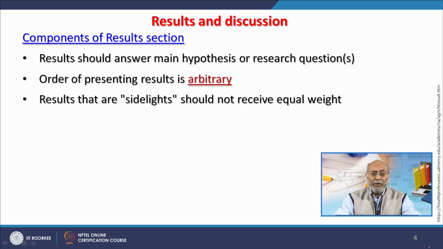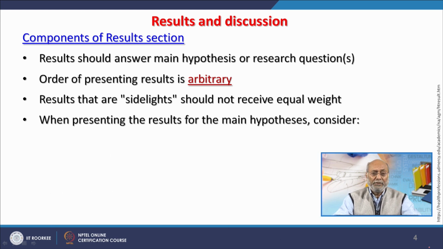Now, another important thing is that results are sidelights and should not receive equal weight. That means that along with other sections, one should not try to balance this. It is a sidelight, meaning in the surrounding, and it gets whatever weightage is required to show how the hypothesis or the objectives have been achieved.